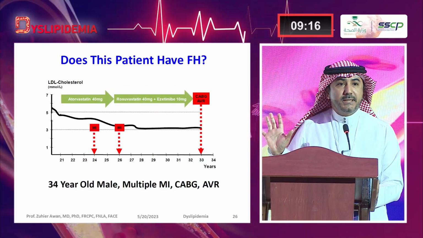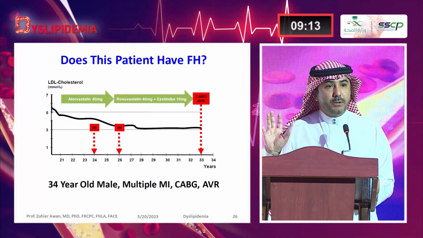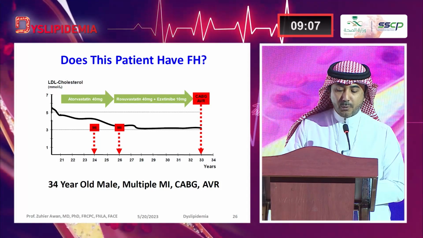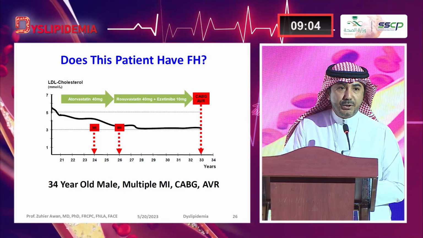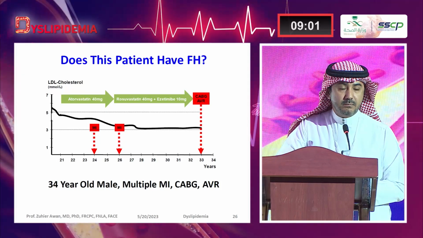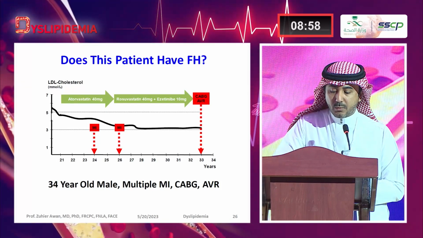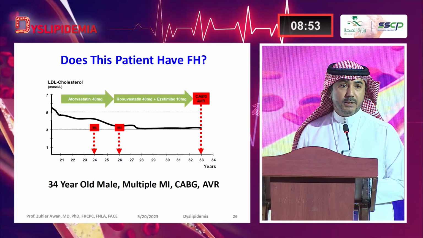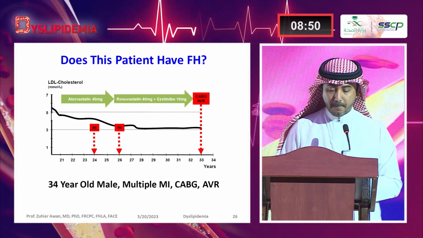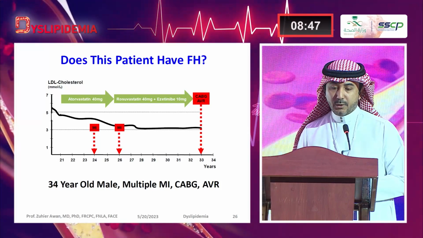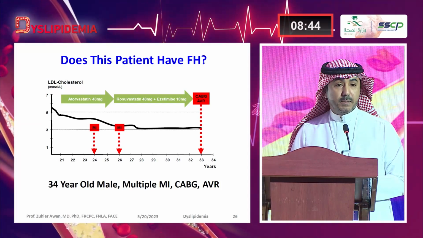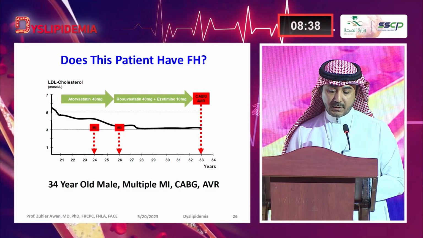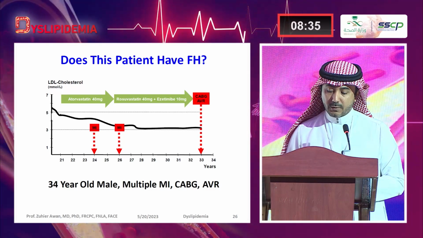So again, just pattern recognition. This is a very classical presentation of an individual who initially had an LDL of 5.5. He is unfortunately treated with a statin, a standard monotherapy approach. His LDL drops from 5.5 to 4. He developed an MI at the age of 24. Nothing drastic happens. Two years later, he developed another MI. Now the physician put him on combination therapy, rosuvastatin and ezetimibe, and the LDL falls to 3.